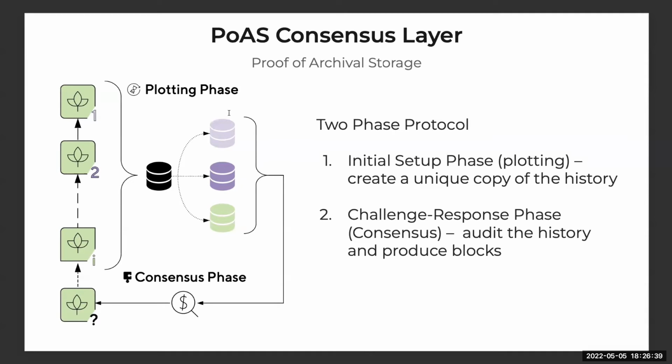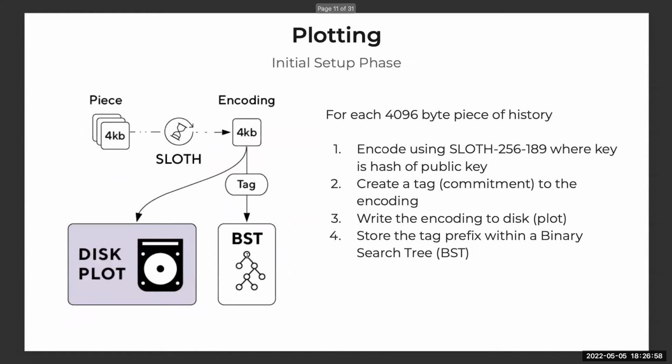So this is plotting. Once all the nodes on the network have created their unique replicas, or once any node has created a unique replica, it can join the consensus phase, which is the audit phase, or the challenge response phase of the protocol. And this is how we produce new blocks. So this is kind of a high level, and I'll dive into the individual components.